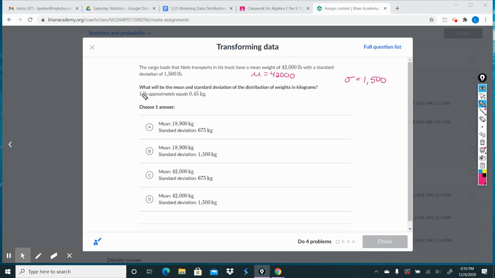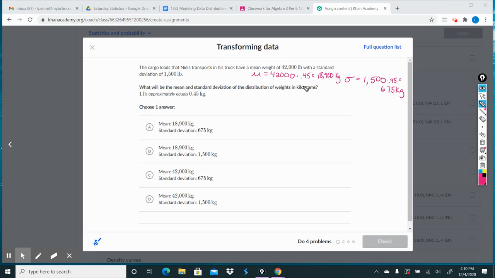Now, it's telling us here that 1 pound is approximately 0.45 kilograms. So we need to convert our pounds to kilograms. So we're going to take the 42,000 and multiply that by 0.45. And we end up getting 18,900. So 18,900 kilograms. And we're going to do the same thing with the standard deviation. We're going to multiply that by 0.45, and we end up getting 675 kilograms.